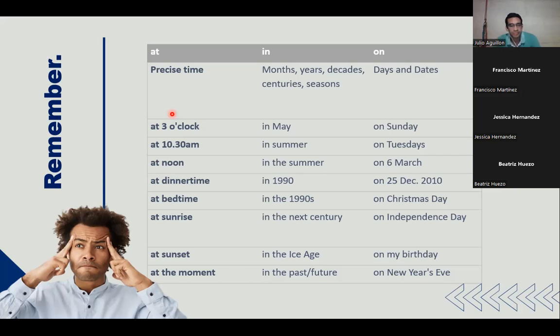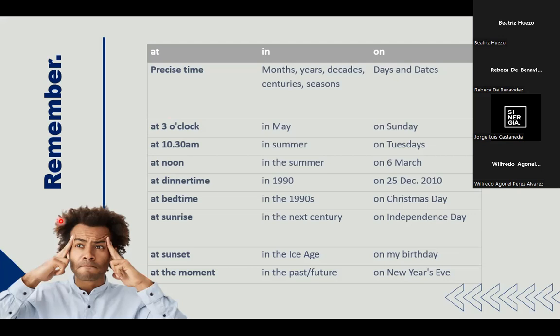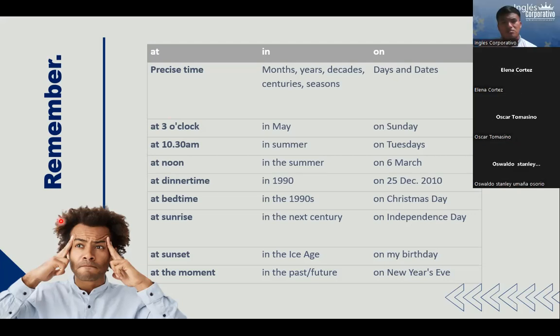At dinner time. At noon. Oh, okay. When we say at noon, nos referimos al mediodía. En lugar de decir a las 12, we say at noon, so automatically we know that we're talking about 12, las 12. When we say dinner time, nos referimos a la cena. And when we say bedtime, nos referimos a la cama, ¿sí? Como a dormir, at bedtime, hora de dormir. So the others, I think that is clear.